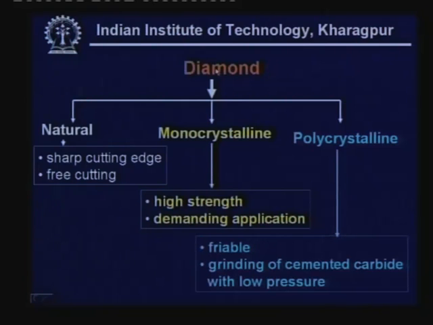So, what we have just discussed, in summary: sharp cutting edge gives free cutting action. Monocrystalline has high strength, for demanding applications, meaning high depth, heavy feed grinding, that is what we call demanding application. Polycrystalline is friable, with controlled friability. It is particularly the material of choice for grinding of cemented carbide with low pressure, otherwise there could be some thermally induced defect in the cemented carbide. So, there we should not use this monocrystalline, but a polycrystalline. Even if there is any flat, immediately it breaks down, leaving sharpness. That is very important. Here protecting the job is rather important than protecting the grit.